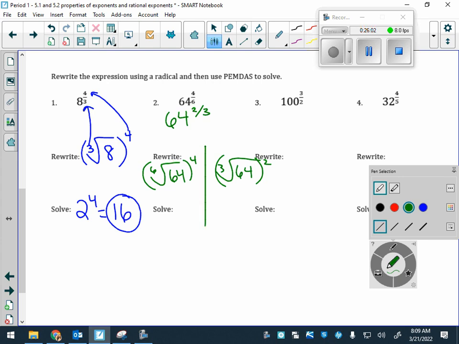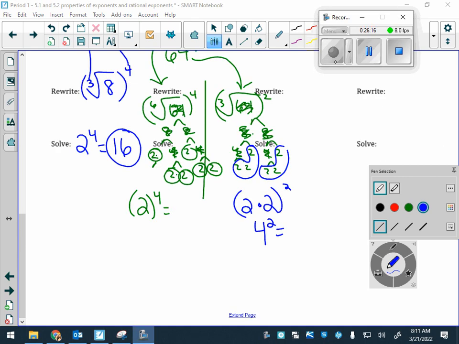Okay? So write these both down. The first one was non-simplified fraction. The second one was. And go ahead and solve. Right. So we should have gotten 16 for an answer, both ways. Okay. The first way, the 6th root of 64, you're looking for 6 of a kind, which was 2. Then 2 to the 4th is 16.